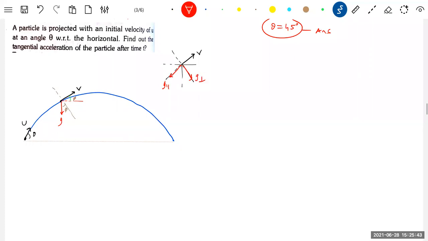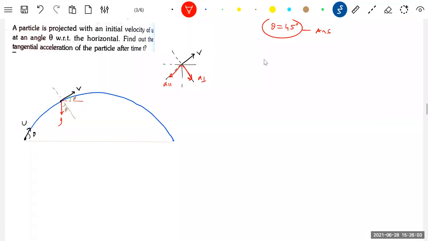I'll introduce many other concepts. Let me first go for that in this one. This g parallel is called the tangential acceleration. So we just call this a parallel. Let this be a perpendicular. So why should a parallel be called tangential acceleration?